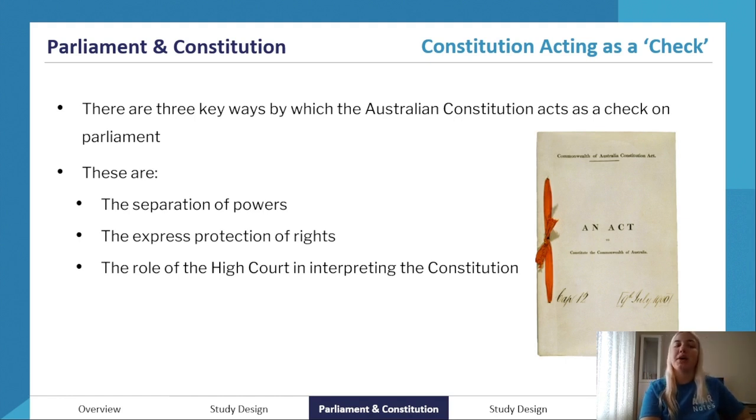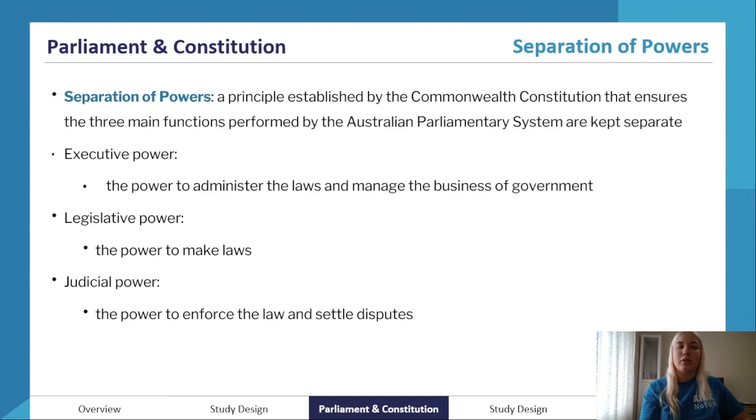So these three ways are the separation of powers, not to be confused with the division of powers, which is what we just looked at, the express protection of rights, and the role of the High Court in interpreting the Constitution. So let's look at each one. So the separation of powers is a principle established by the Commonwealth Constitution that ensures the three main functions performed by Australian Parliament are kept separate. So this really helps minimize any corruption.